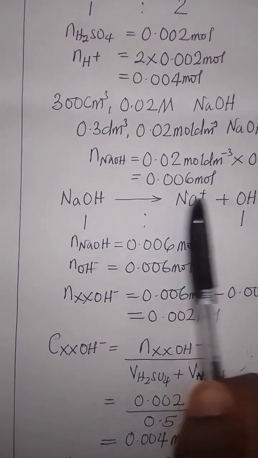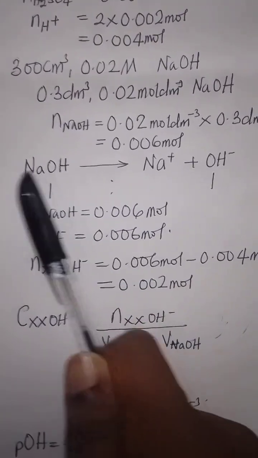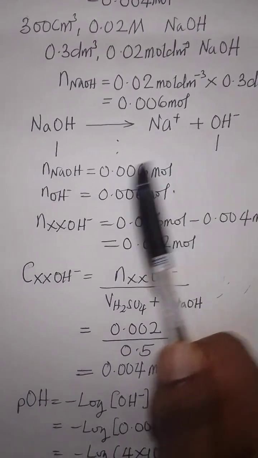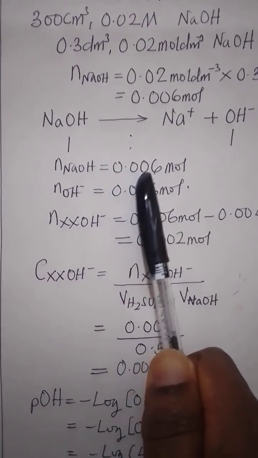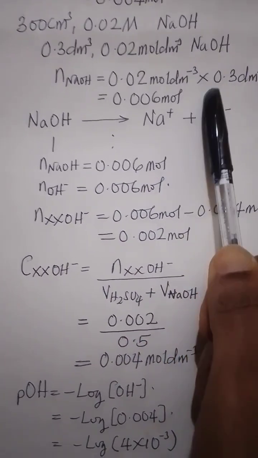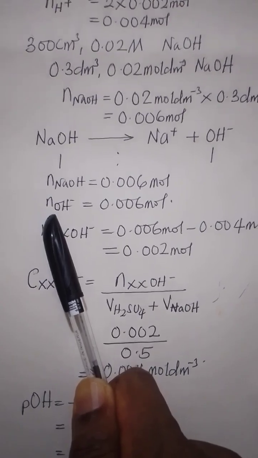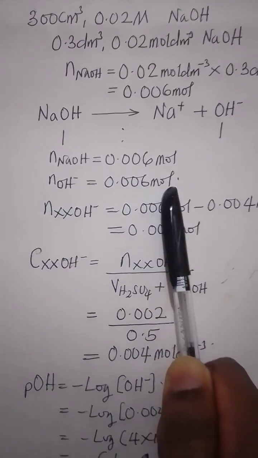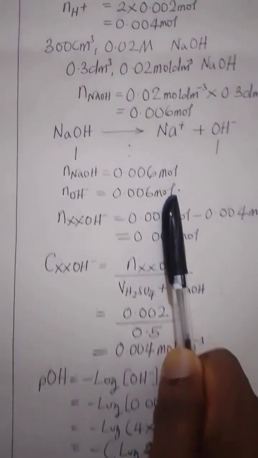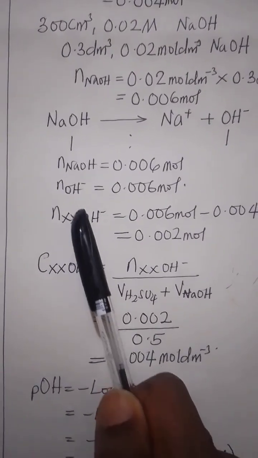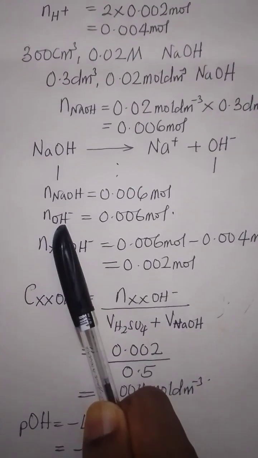We write the dissociation equation for sodium hydroxide. That will give us NaOH, giving us Na plus and OH minus. So NaOH will give us 0.006 mole. Okay, and that of the hydroxide, since it is ratio 1 to 1, the number of mole of hydroxyl ion will give us 0.006 mole. Now, if you consider the number of mole of the hydrogen ion here, it is 0.004. Number of mole of the hydroxyl ion here is 0.006. So you see that the number of mole of the hydroxyl ion is greater.